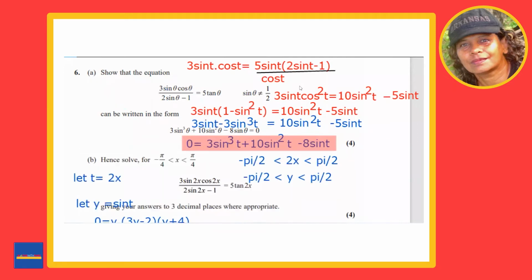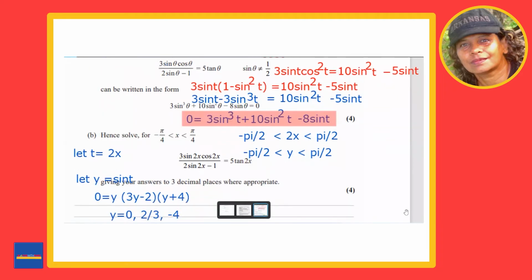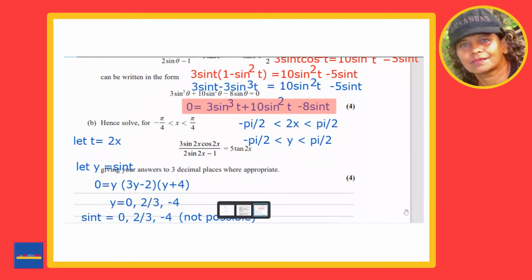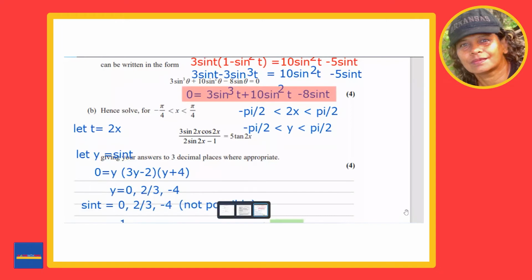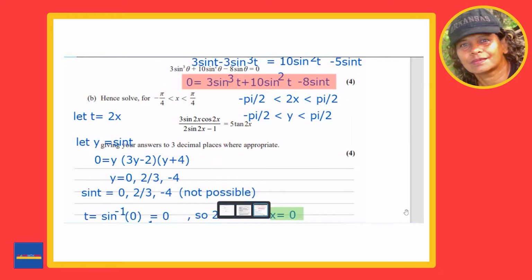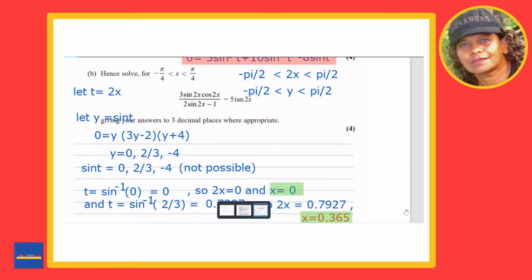Okay, so here we go. Let's move on to part B of this question. Let's see what they have here for part B. Here they say, hence solve for x between minus pi over 4 and pi over 4.